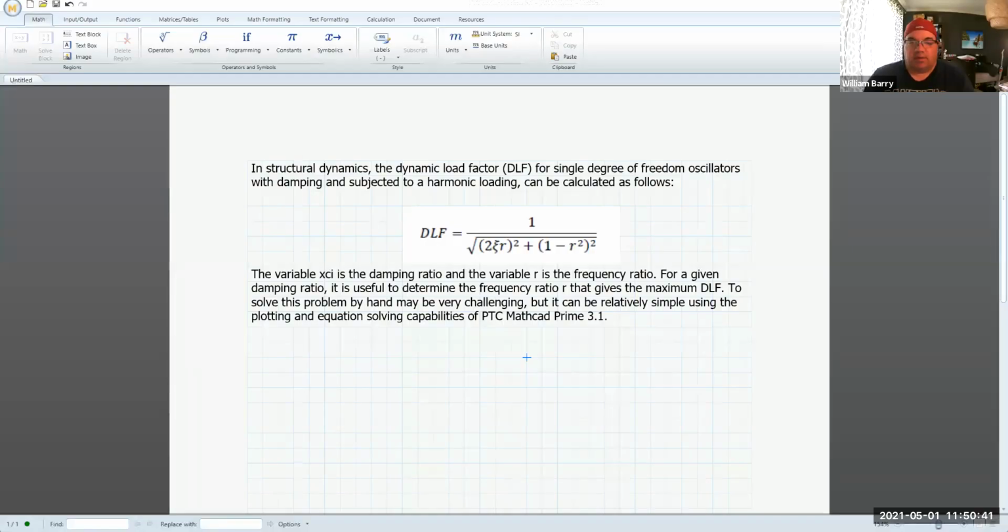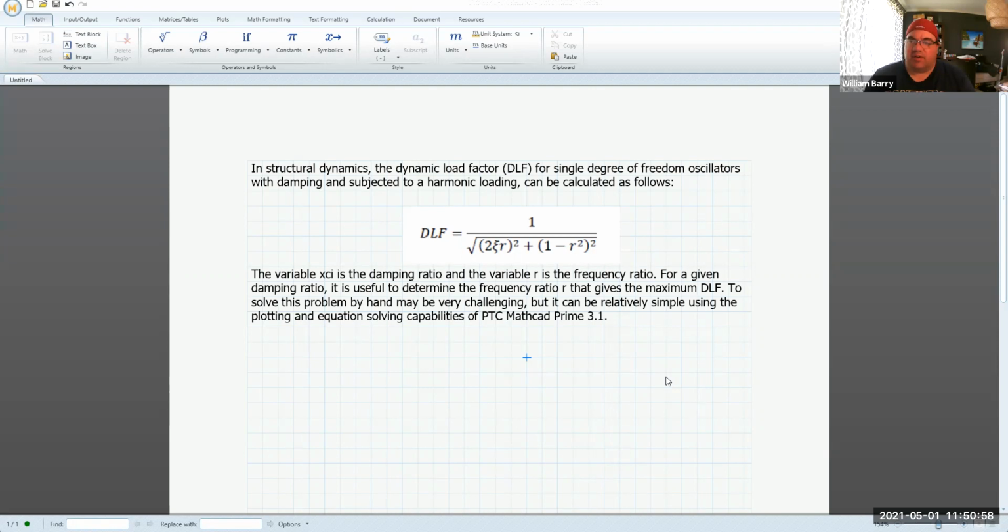So we'll be defining some functions, creating plots of those functions, and then using solve blocks to solve certain equations regarding those functions. So to get started, let's jump into PTC Mathcad Prime 3.1. So here we go, and I've created this problem in a new Mathcad worksheet, and you can see that it's describing the problem that we want to solve.